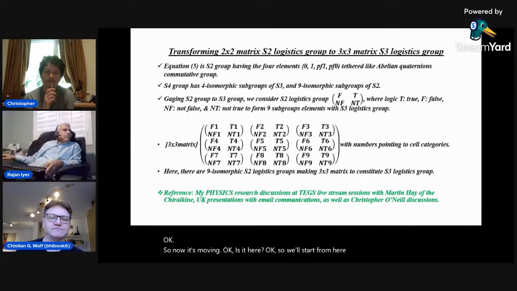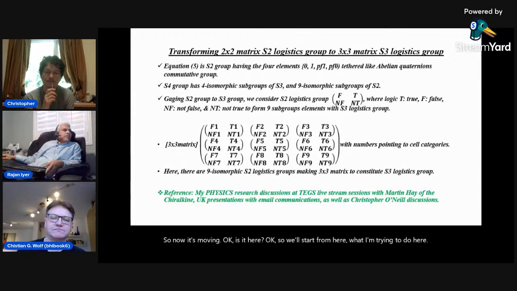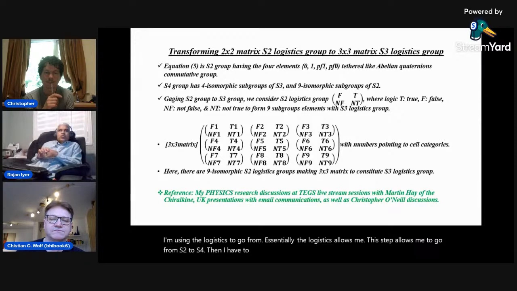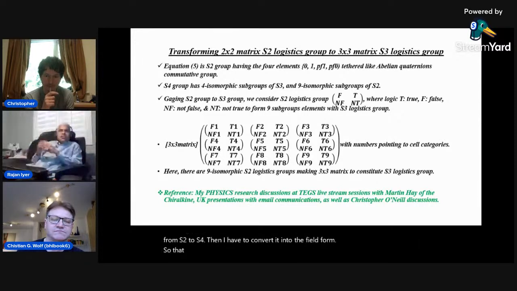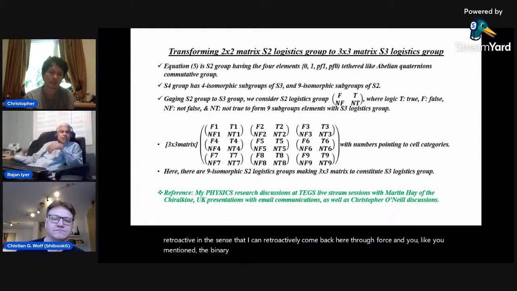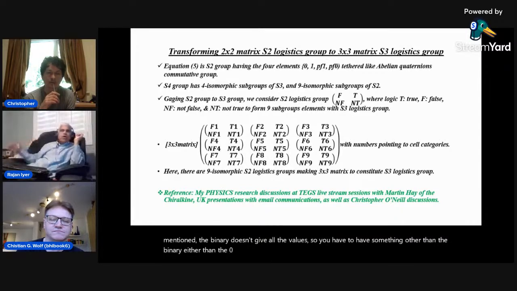So we'll start from here. What I'm trying to do here is use the logistics to go from S2 to S4. Then I have to convert it into the field form. That's a big step, but it can be used. Like you mentioned, this step can be retroactive in the sense that I can come back here to true, false. And like you mentioned, the binary doesn't give all the values. So you have to have something other than the 0 or 1, which I realized. And I think this one does that.